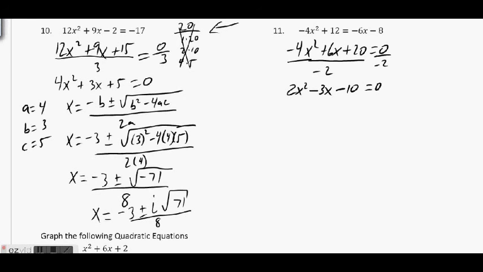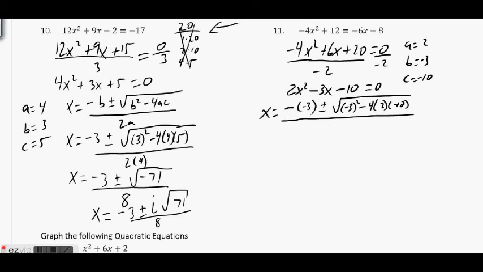Alright. A is going to be 2. B is going to be -3. C is going to be -10. So, -3 plus or minus the square root of -3 squared. Parentheses, guys. Parentheses. Minus 4 times 2 times -10. All that mess divided by 2 times 2. So x is equal to negative and a negative, +3, plus or minus square root. Again, here's my little cheap calculator. Right, let me get this thing out the way.